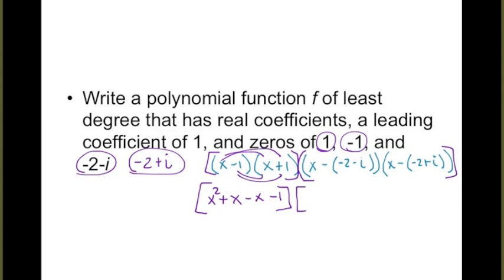And inside the second pair, before I can start really doing a whole lot of distributing, I need to take care of distributing the negatives first. So I'm going to get x plus 2 plus i and x plus 2 minus i.